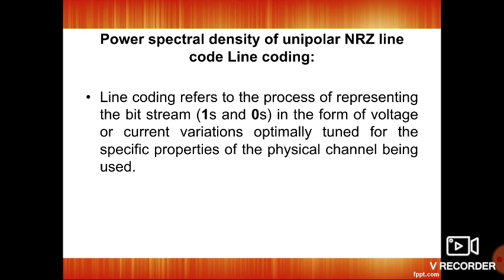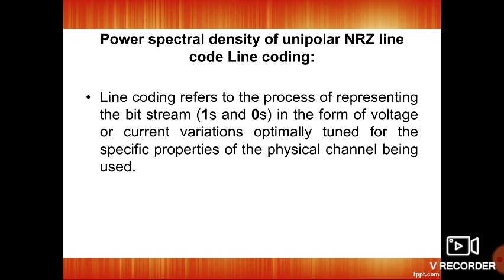The power spectral density of line codes depends upon the different line codes. The signal can be represented as x of t is equal to summation over n of a n into p of t minus nT b, where a n is the modulating signal's amplitude. The line codes can be represented in different formats: unipolar NRZ, polar NRZ, and so on.